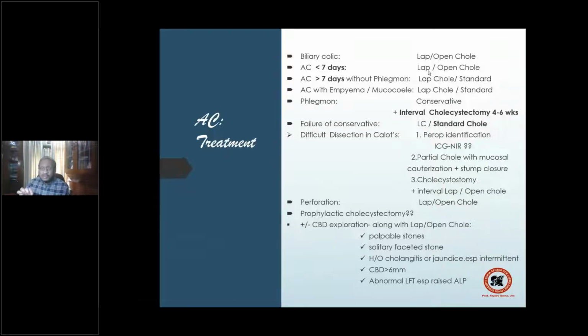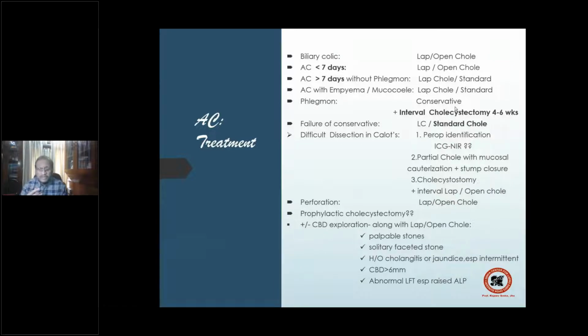A patient who has come to you after 7 days without phlegmon is again a patient for laparoscopic cholecystectomy or standard cholecystectomy, either of the two. What is important here is without the phlegmon. That means this is a patient who has either empyema or a mucocele, and these can easily be tackled even in the second week. Remember that. But if the patient has a gallbladder lump along with adherent bowel, either transverse colon or small bowel, then that is a patient who should be treated conservatively.